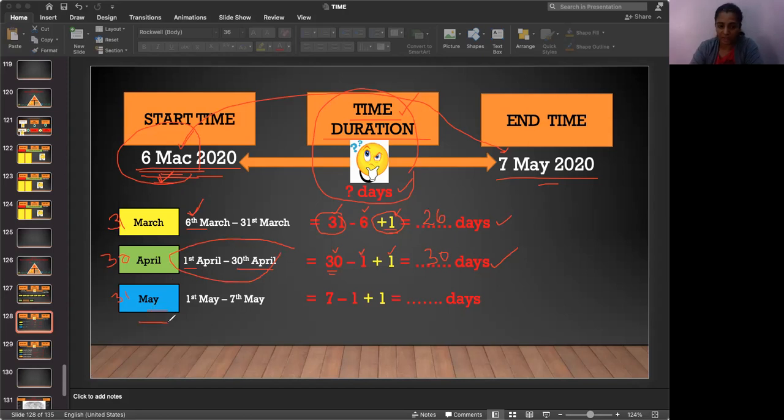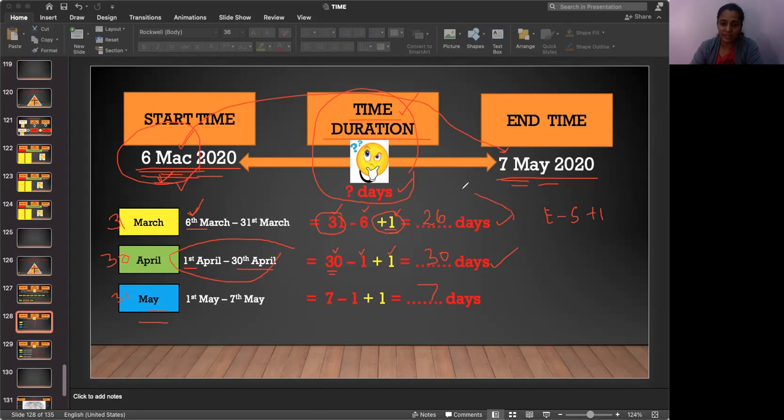Now, in the month of May, you end on the 7th May, which means you can easily write just 7 days, without complicating yourself with all this. But in case you needed to know, it's always the last date or the end, minus the start, and you always add 1 to include the day that you started.